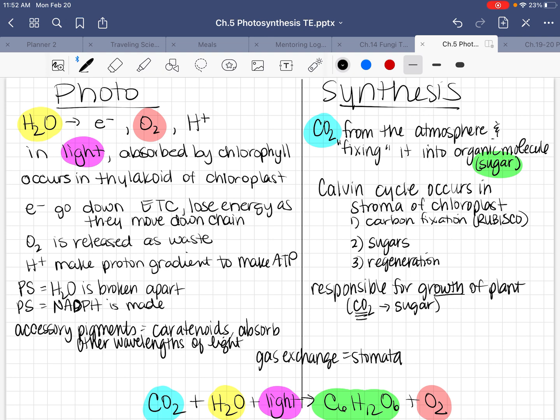All right, then our last thing I think that we're going to add to our list is ATP and NADPH. So the photo reactions make ATP and NADPH. We saw that up here. The H pluses were used to make ATP, and our photosystem two, our second photosystem, was used to make NADPH. And then these reactions in the synthesis side use ATP and NADPH.